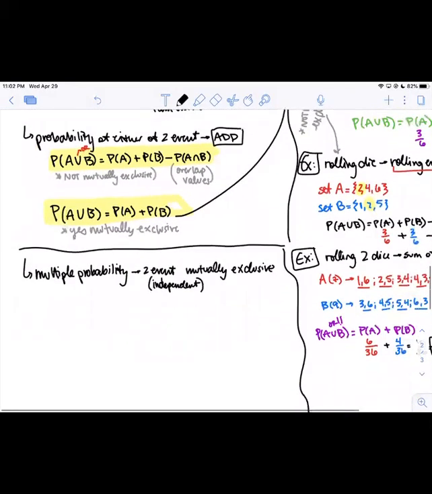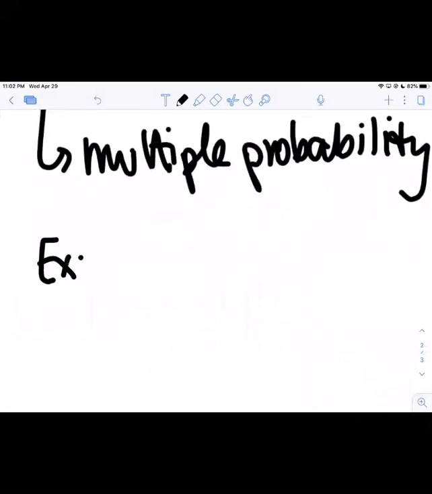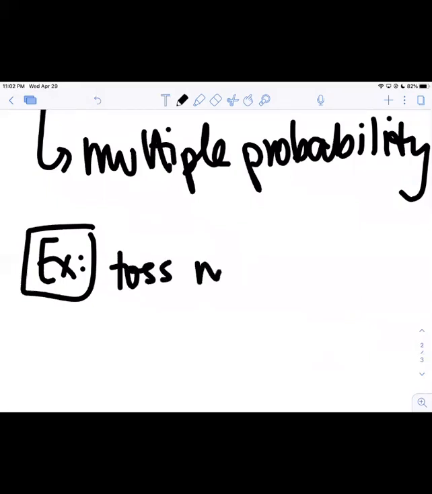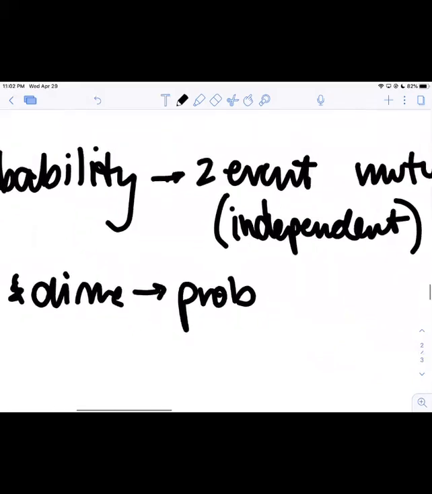Okay, so we're going to do a couple examples here. So we'll say example. This example, we're tossing a nickel and a dime. And I want to know what's the probability that both will be heads.